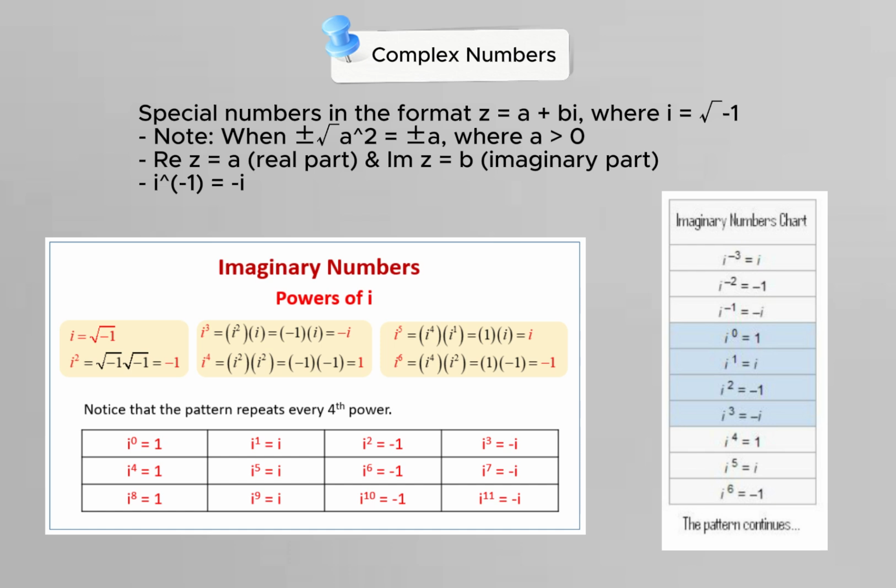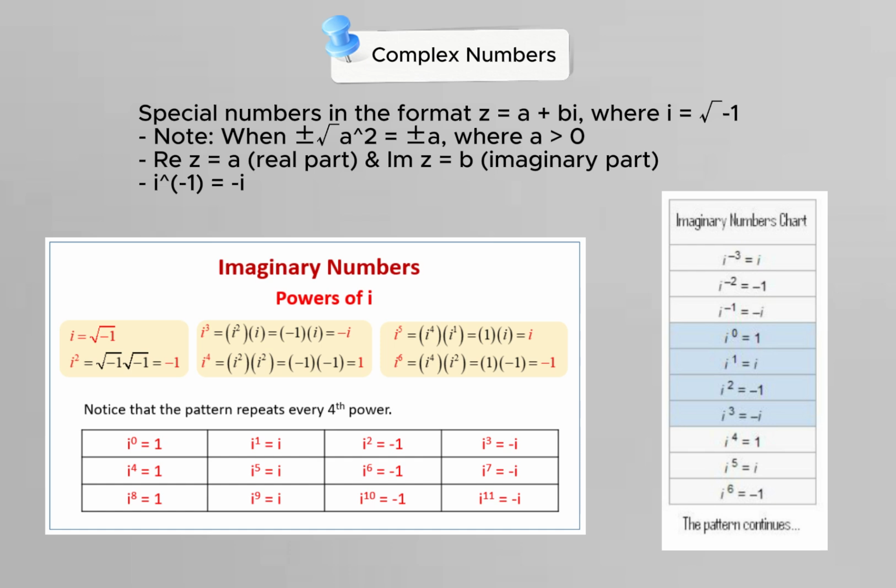Now, a thing to note is that when you square root a real number, eventually you get plus minus of a real number. But it only works when the real number is more than 0, as negative numbers, when you square root them, are ambiguous.